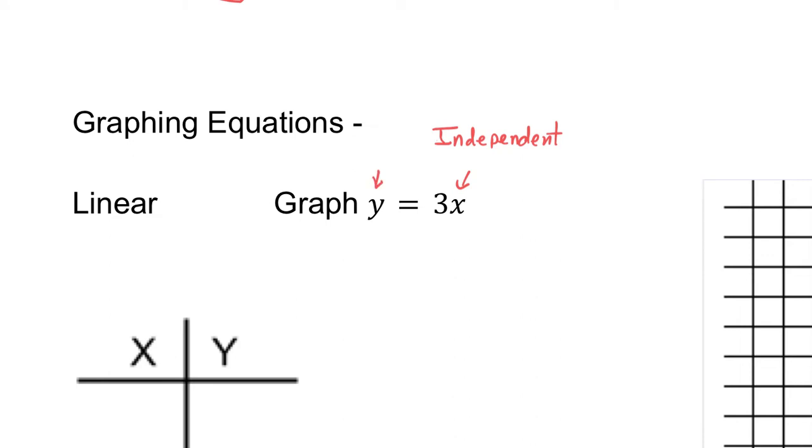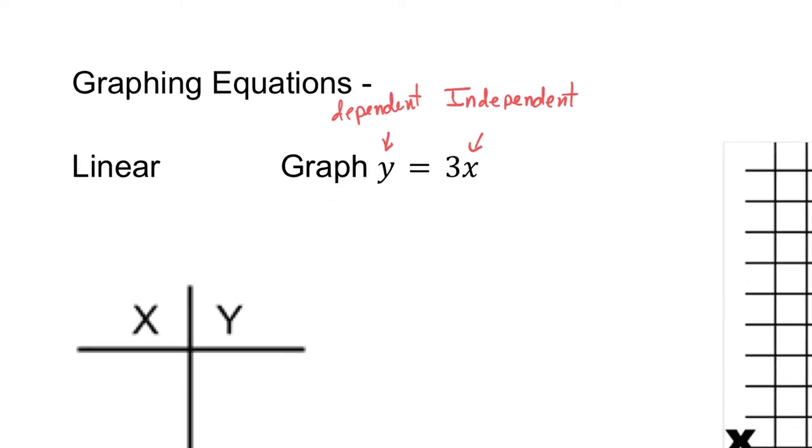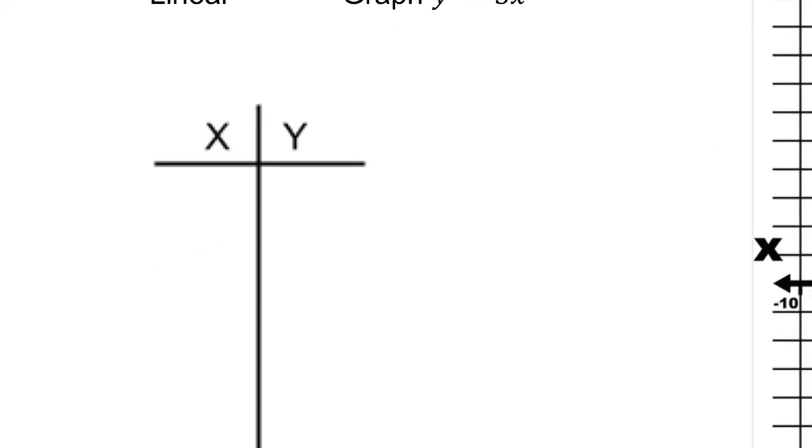And the y is called the dependent. So the independent variables, you can choose anything you want for that. And the dependent variables, they depend on what happened when you put in the independent variables. So I'm going to say x is whatever it is, and y is going to be equal to 3x. So x, I can choose anything I want.